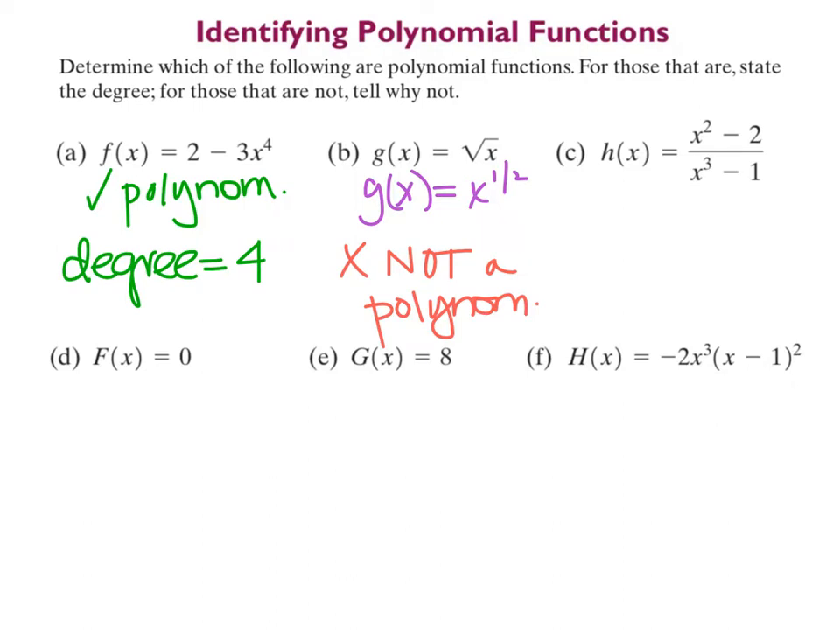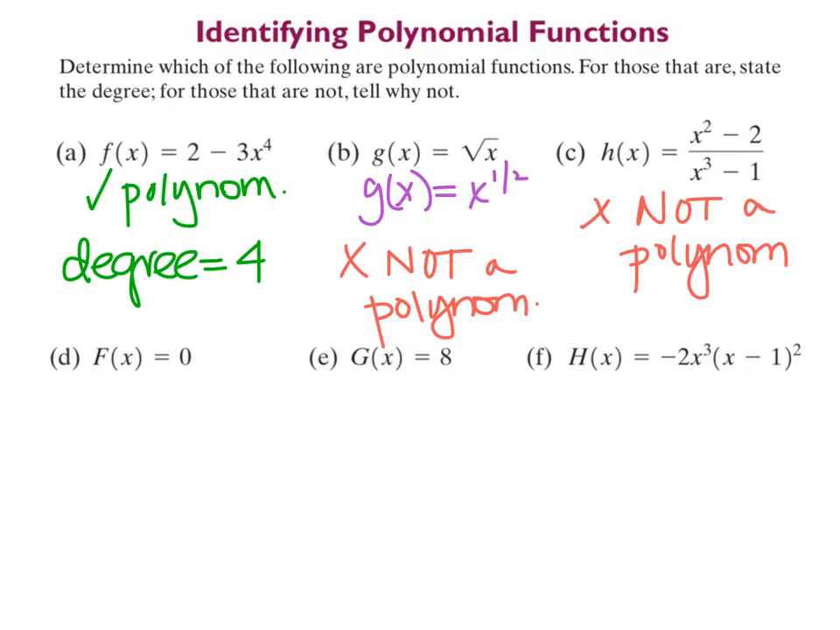And here we have h of x is equal to x squared minus 2 all over x cubed minus 1. Now, we've got x squared minus 2. If that was the only part of the function, that'd be a polynomial. Same with x cubed minus 1. But put them together over a fraction. Nope, not a polynomial.